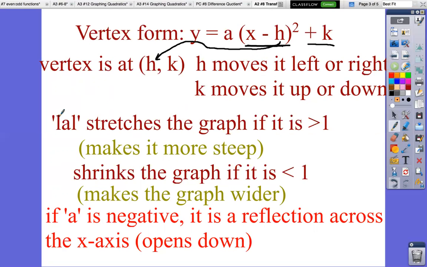Now that's not an L, but that's an absolute value. So again, if A is greater than 1, it's going to be stretched. It makes it more steep. If A is less than 1, it makes the graph wider, which means if I had something like this, y equals 4 times x minus 3 squared plus 1, this would move it right 3, up 1, and it's being stretched by a factor of 4. So it looks something like this, right? 1, 2, 3, up 1, stretched by a factor of 4.